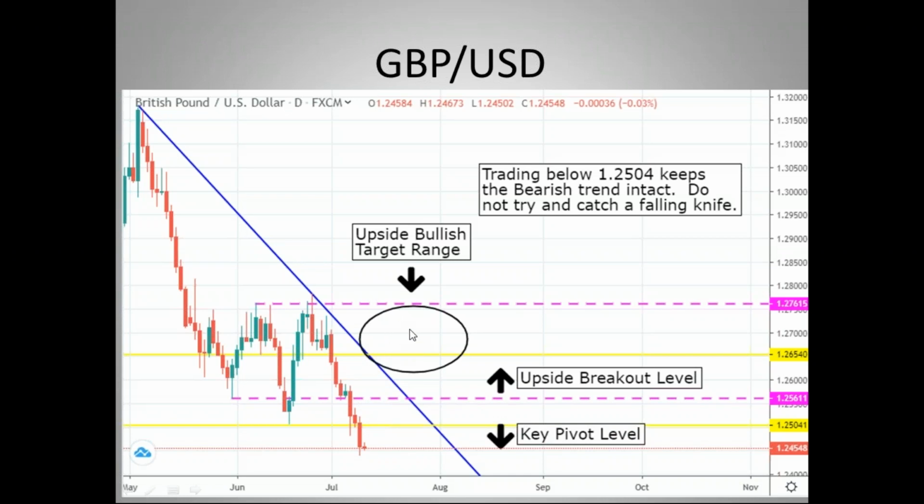So if you're short and you didn't take profits, then you're looking at it trading in a range like this here at the beginning of June and going into the beginning of July, which means that it's really tight. And then what do you have to look for afterwards? You're looking at a range that would probably limit itself to this upside breakout level here and this upside bullish target range lid right here. So trading below the 125.04 keeps the bearish trend intact, but don't try to catch a falling knife, you know. So look for the signals and the points to occur.